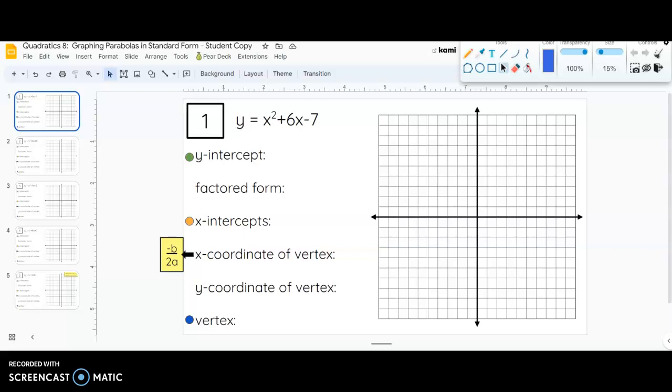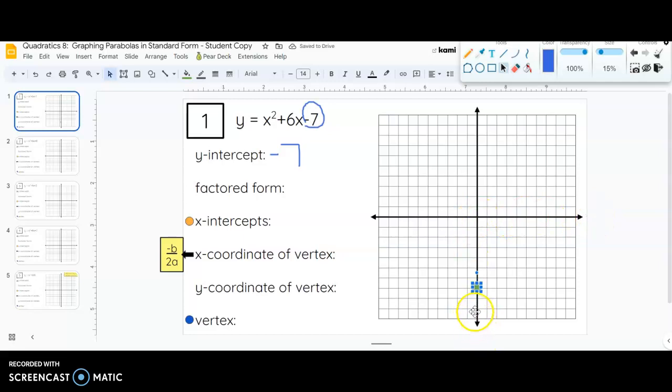Today, you are going to graph a parabola given standard form. So, first of all, the y-intercept is this last number here. So the y-intercept would be at -7. So I'm going to take this dot, go along the y-axis, and I'm going to go down to -7. The graph goes 10 in each direction.